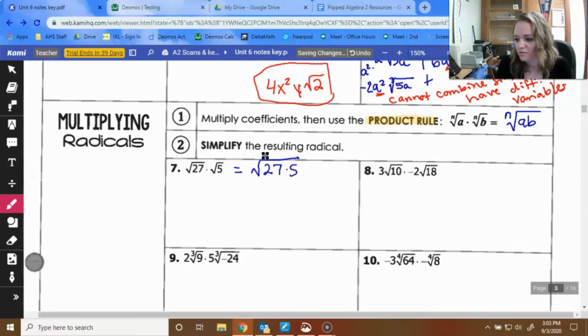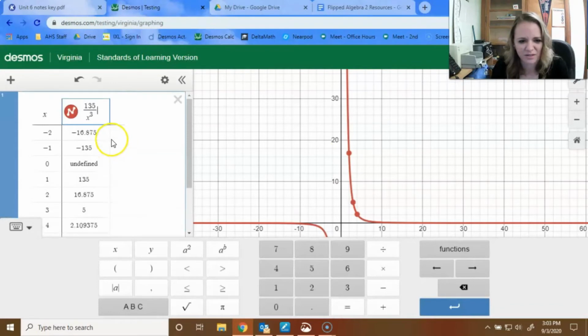27 times 5 is 135. And then I just have to make sure 135 can't be simplified. It should always be a red flag if you have a big number like this under your square root, that you have to keep going, that you're not done. Never leave a big number like that. You're like, oh, there's a good chance it could be reduced.